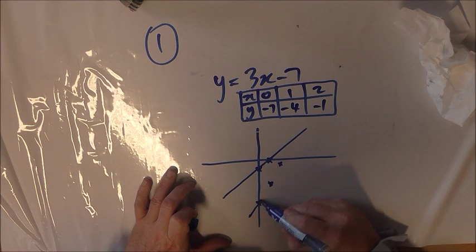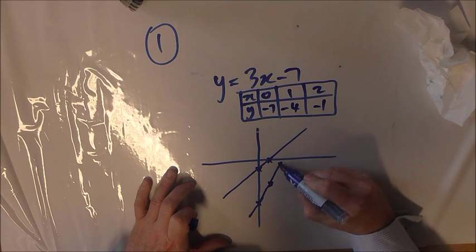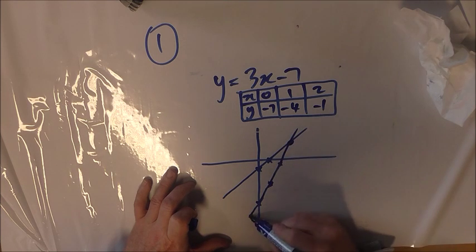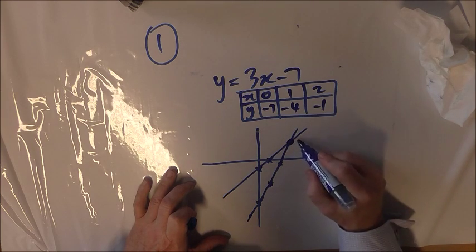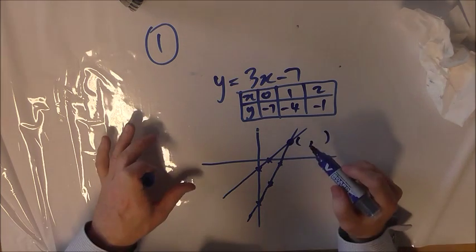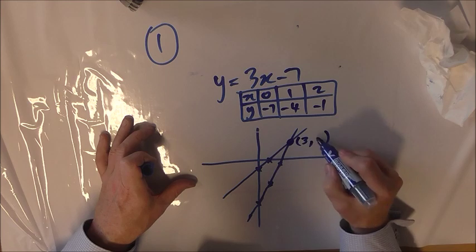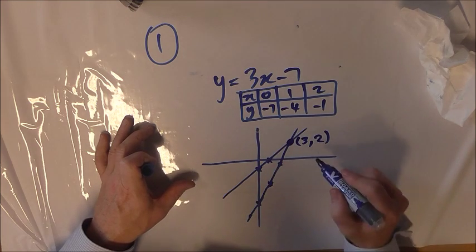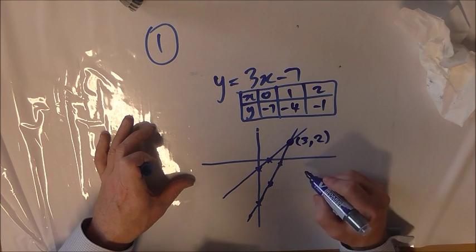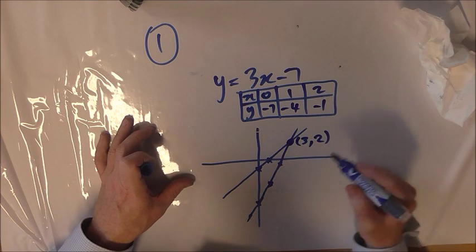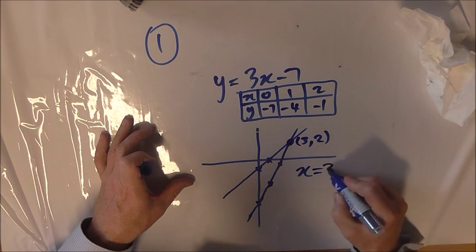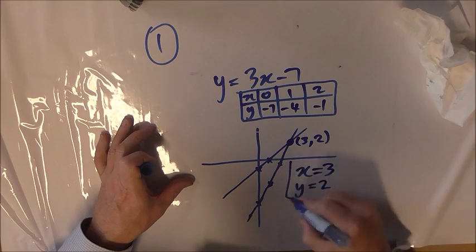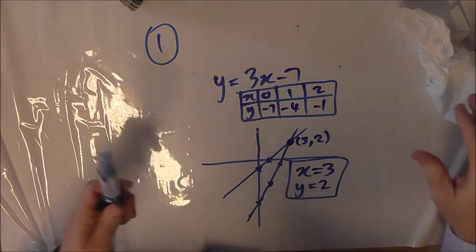Connect them, obviously use a ruler, and that's your answer. You might have to estimate. I'm estimating that that's 3 along, 2 up, and you need to present your answer in the form in which the question was asked. It was just an algebra question, the graphing was just a tool, so the answer is x equals 3 and y equals 2. So that's the answer to the simultaneous equations.